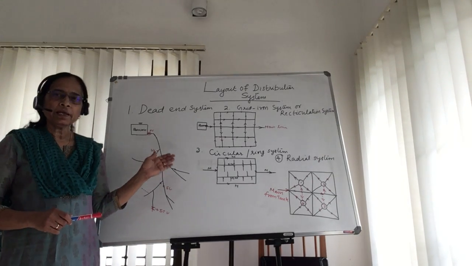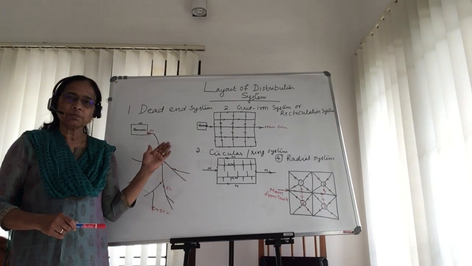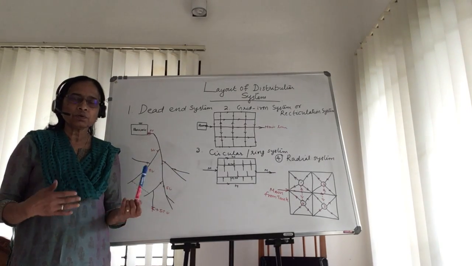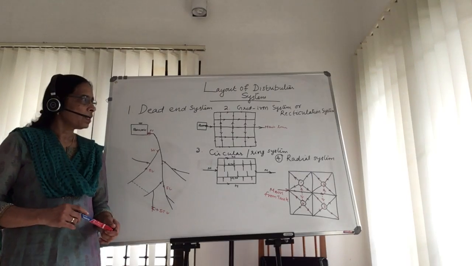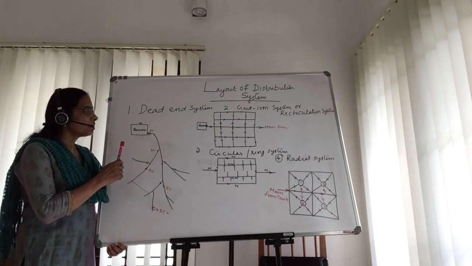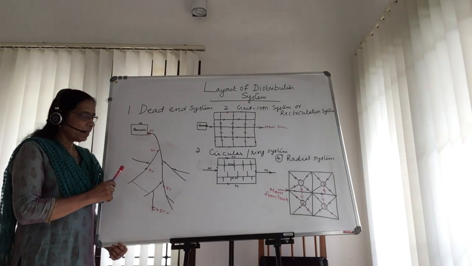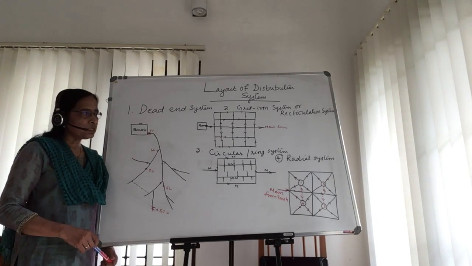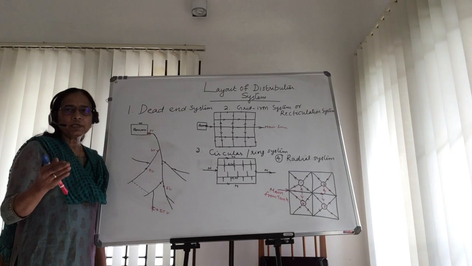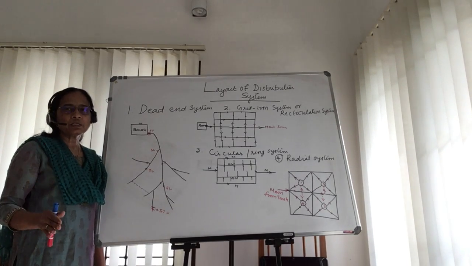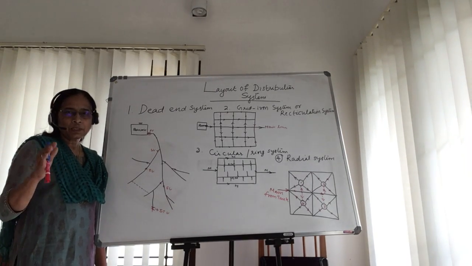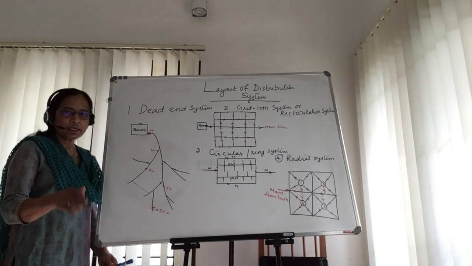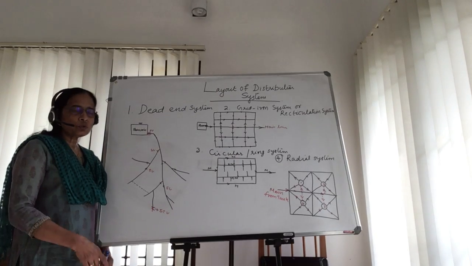Now the layout of the distribution network, that means how to lay the network, how to place the network, how to plan the network, etc. So the first method is dead end system. Dead end system, the term itself denotes that the end of the network is dead. That means it is ending there. The end of the particular line, it is ending there or it is dead. That means further there is no supply.